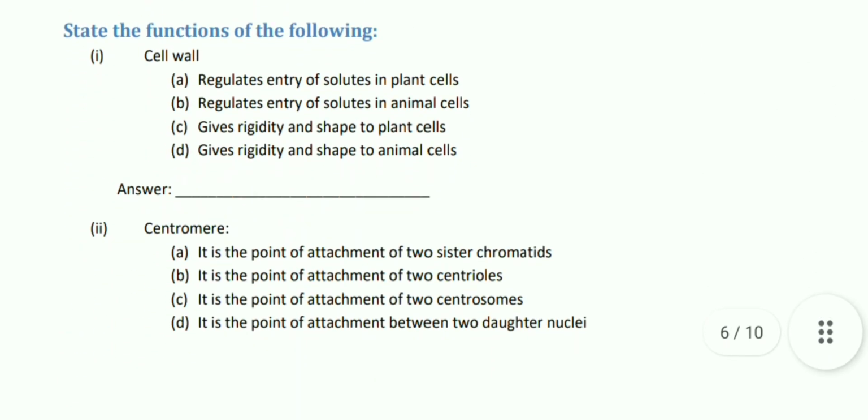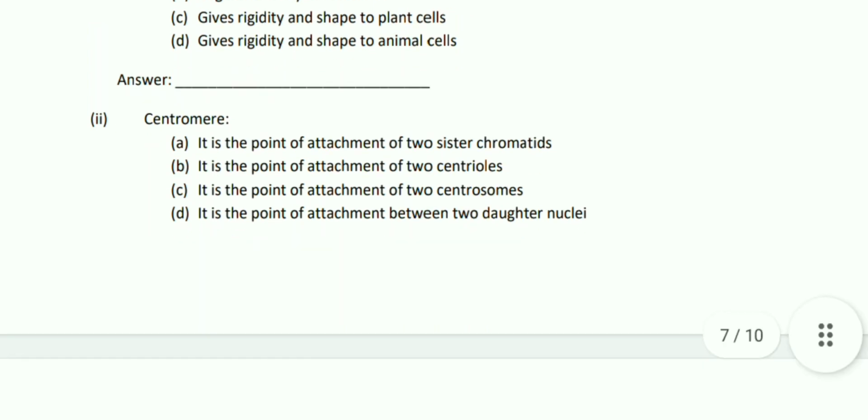Question 6. State the functions of the following. Cell wall. No, it does not regulate entry of solutes. That is done by the plasma membrane or the cell membrane. It gives rigidity and shape to plant cells, so option C. Next, centromere. Centromere is the point of attachment of two sister chromatids. Option A.